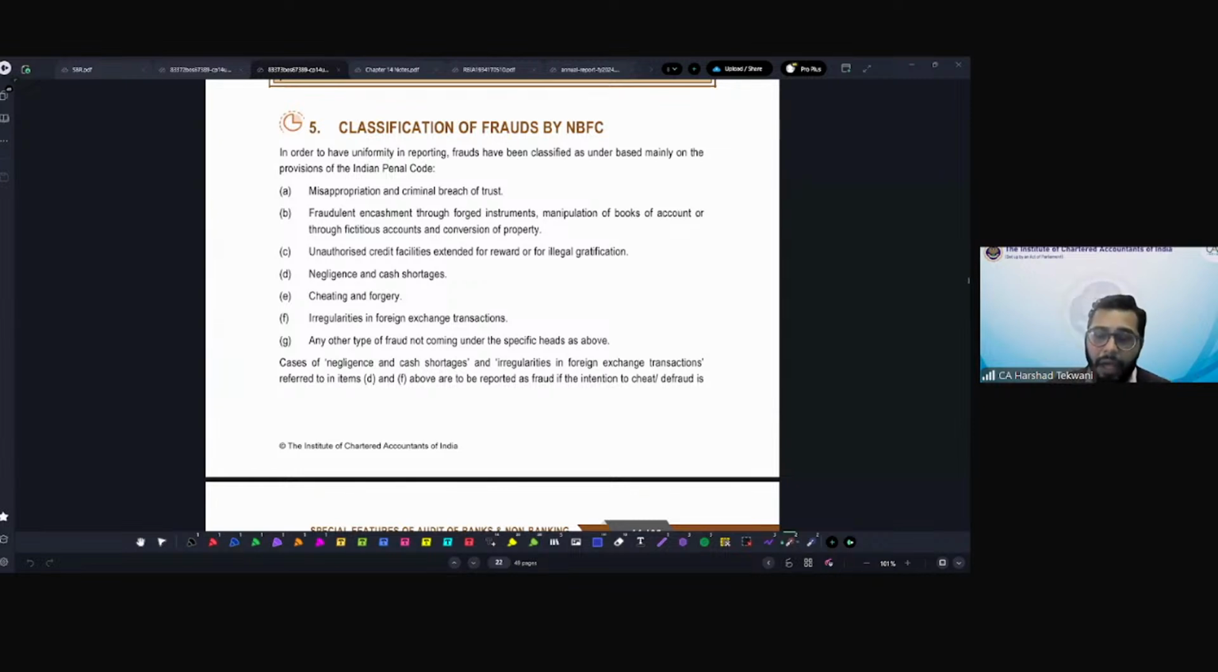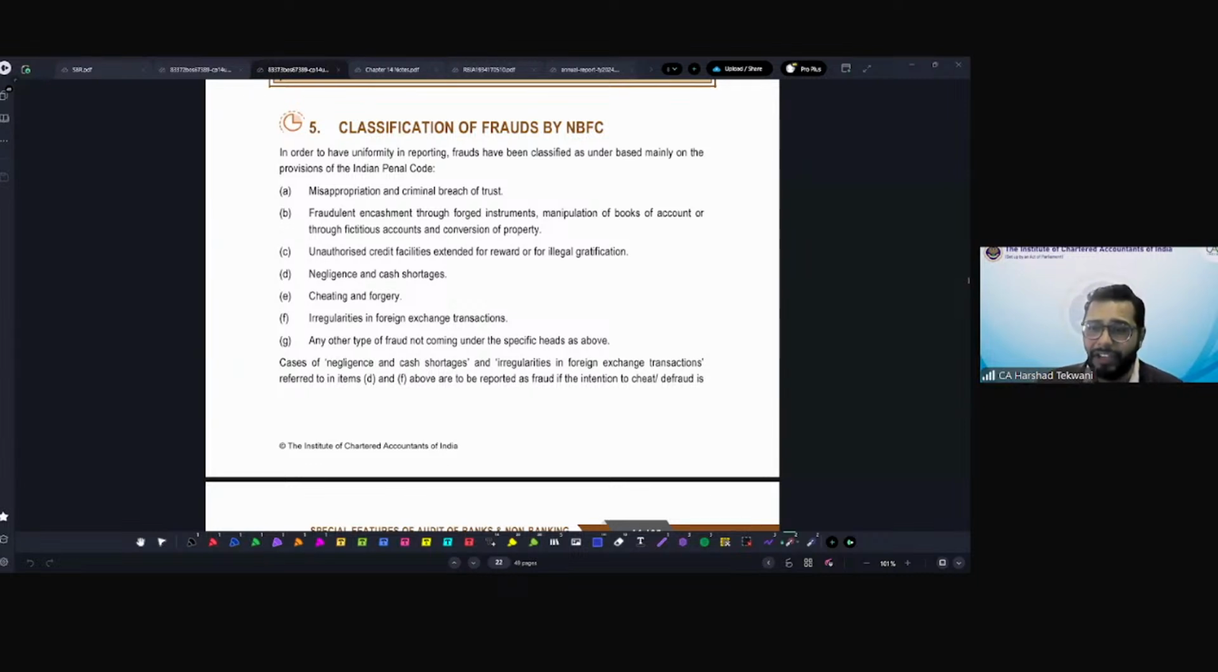Why and which are those areas? Number one is understanding the internal control system. Why do we need to understand the internal control system in the case of an NBFC? If it is a middle layer NBFC or upper layer NBFC, RBI directions or master directions are applicable to them.